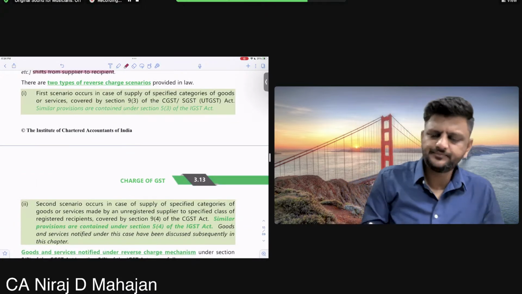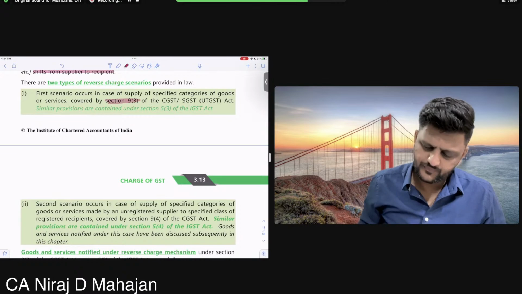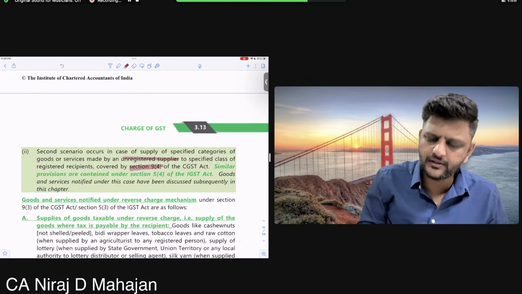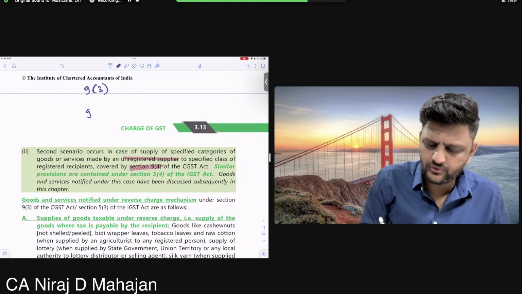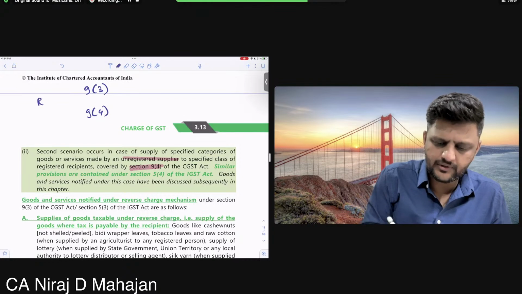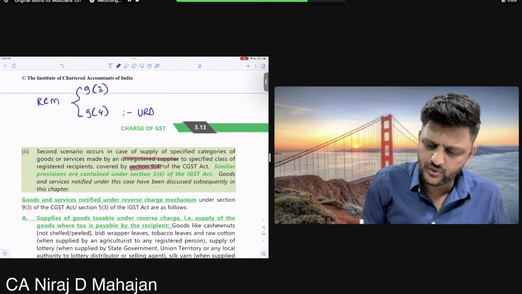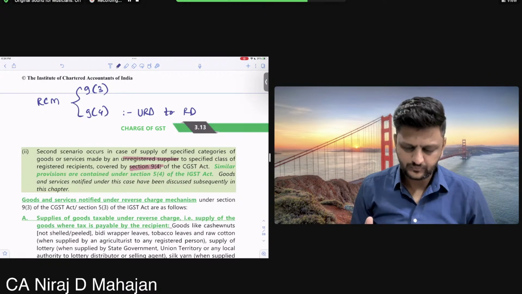So two types, 9.3 and 9.4. 9.3 and 9.4 is for what? URD to RD. Clear till here? So 9.3 and 9.4, RCM under both of them. But this is for URD to RD specially. Clear till here, everyone?